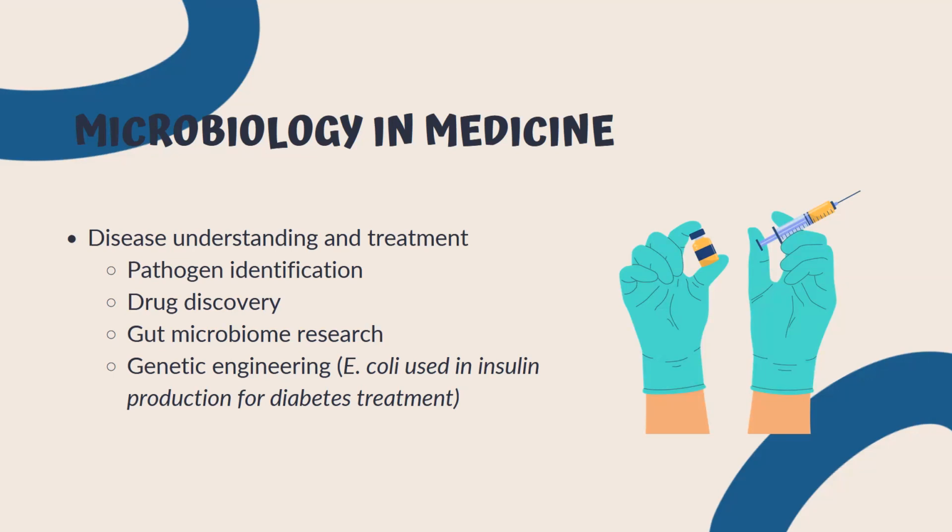Microbiologists also aid in genetic engineering, so microbial genes are manipulated for beneficial purposes. In the treatment of diabetes with insulin, we use Escherichia coli, the bacteria, to produce insulin. We use CRISPR-Cas9 technology for gene editing of this bacteria.